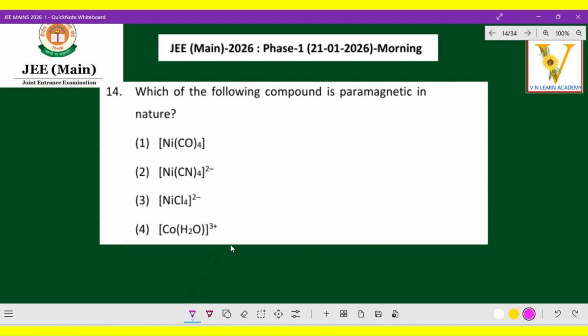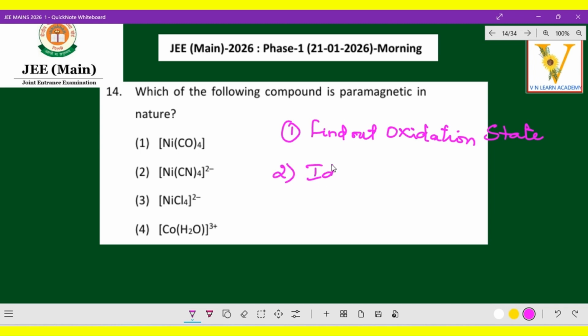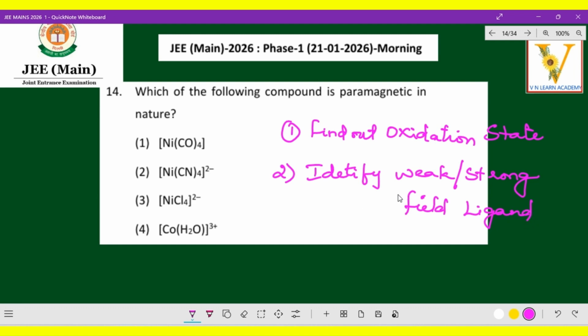First and foremost, which complex are we going to find out as paramagnetic in nature? For that compound, you have to find out the oxidation state. Second, you have to identify whether it is a weak field or strong field ligand. So these are the two main points.